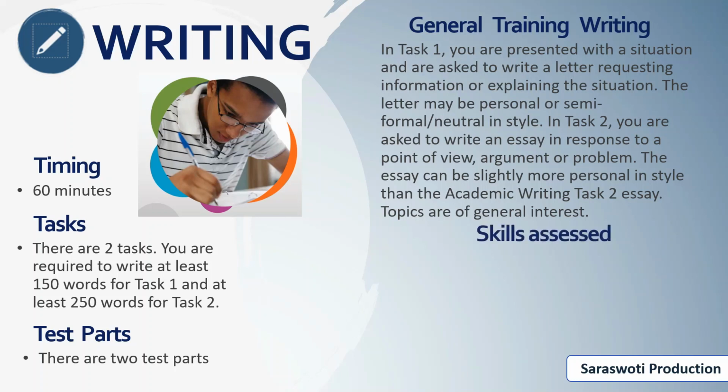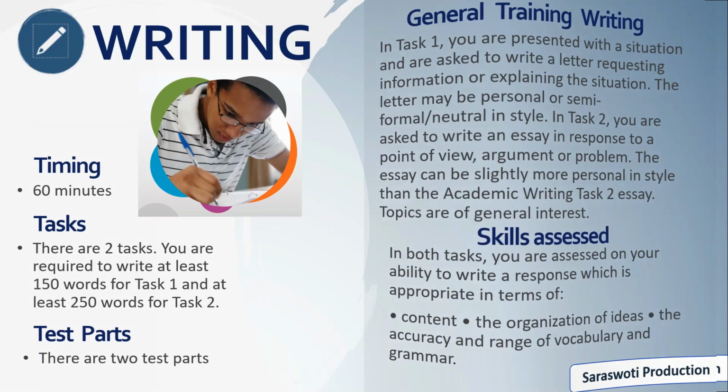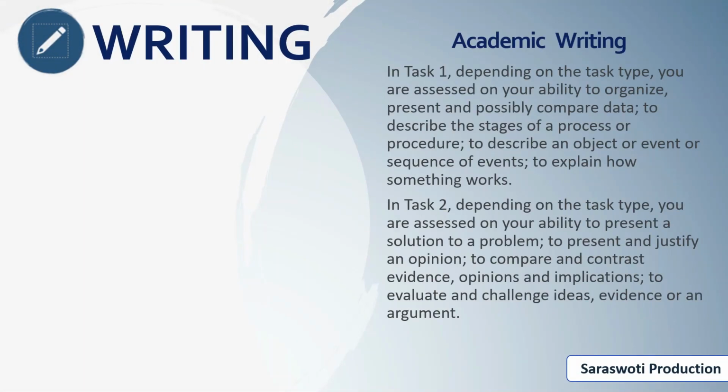Skills assessed. In both tasks, you are assessed on your ability to write a response which is appropriate in terms of content, the organization of ideas, the accuracy, and the range of vocabulary and grammar. Academic Writing. In Task 1, depending on the task type, you are assessed on your ability to organize, present, and possibly compare data, to describe the stages of a process or procedure, to describe an object or event or sequence of events, to explain how something works.